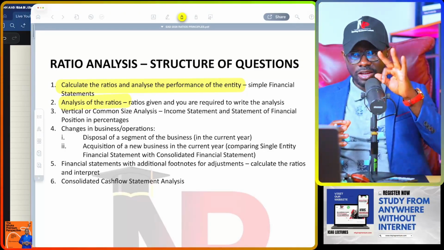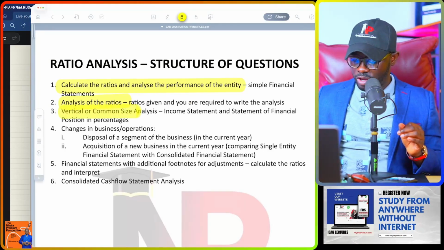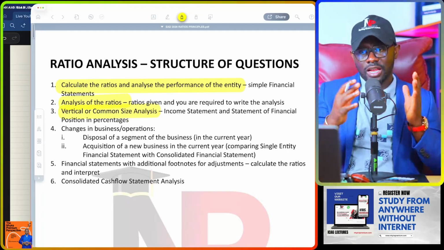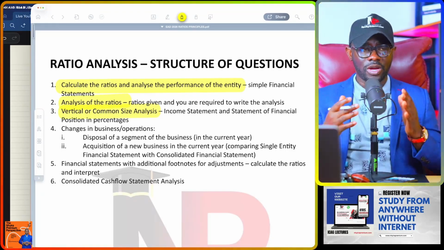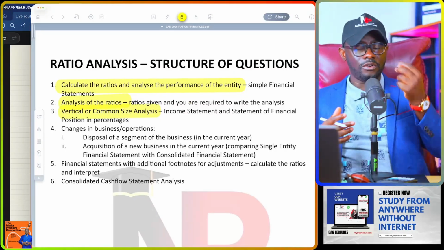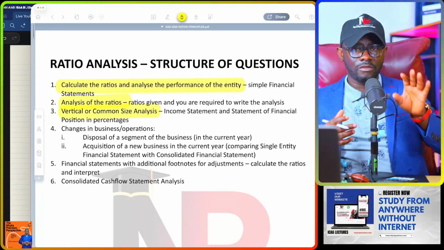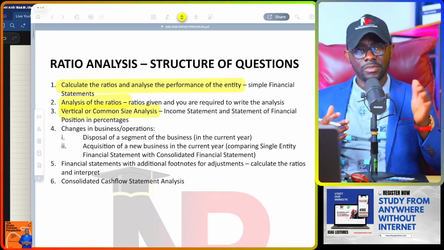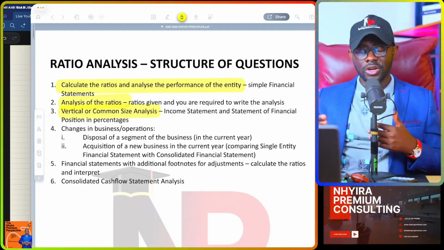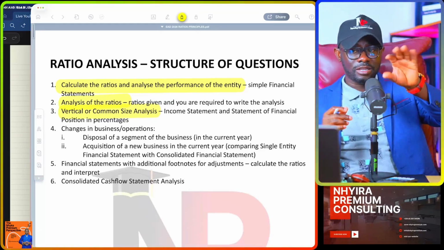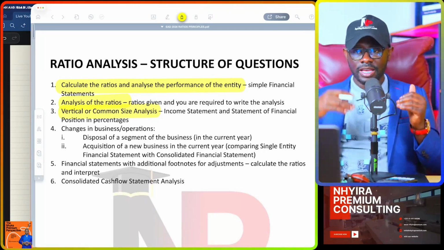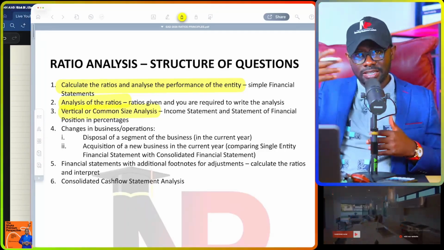The third styling of question is going to be what we call vertical or common size analysis. So vertical or common size analysis has to do with where the financial statements are presented in percentages. So for instance, when it comes to the statement of profit or loss and other comprehensive income, each line item is going to be taken as a percentage of total revenue. So instead of you seeing the statement of financial performance, revenue, cost of sales, and seeing figures, this time around you are going to see percentages.